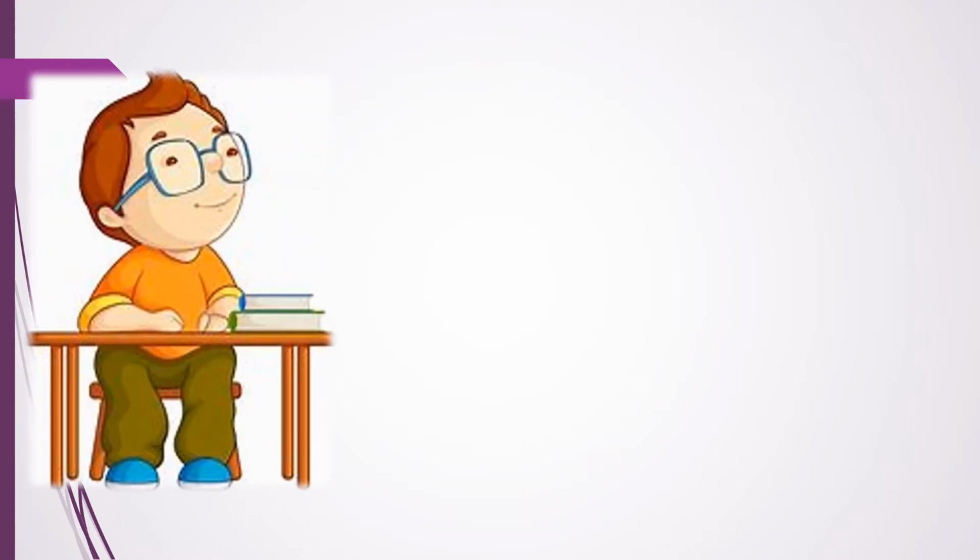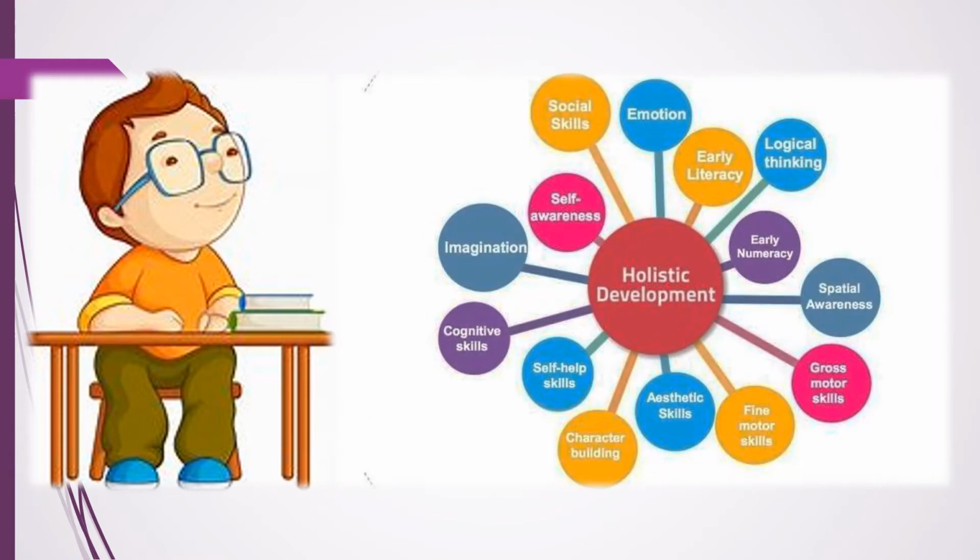The development of learners' knowledge and skills must be holistic. If you notice, when we say holistic, it should not only be focused on one aspect. For instance, for the cognitive skills, for the social skills, for the gross motor skills. So it means to say that when the students have a formal education, it should be developed holistically.